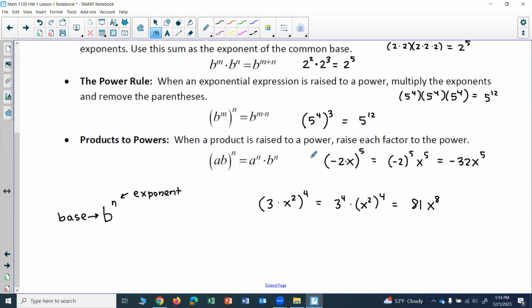So sometimes the rules are used together to do some more complex expressions. In the next video, we'll continue with different rules of exponents.